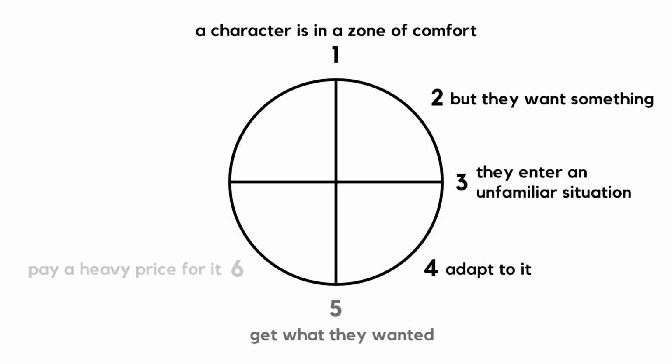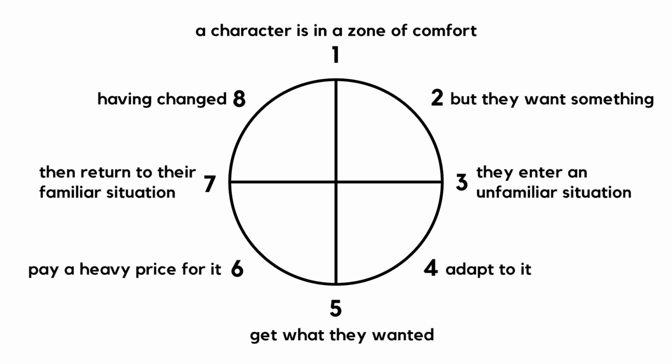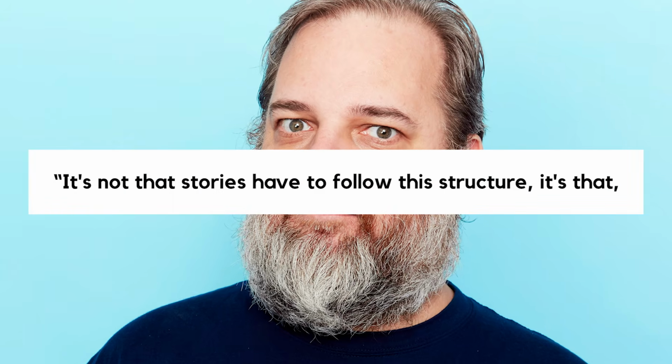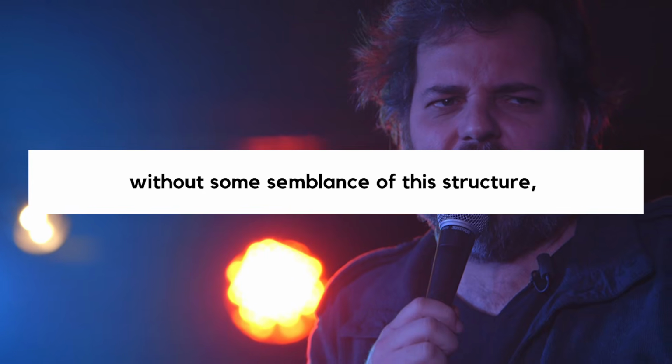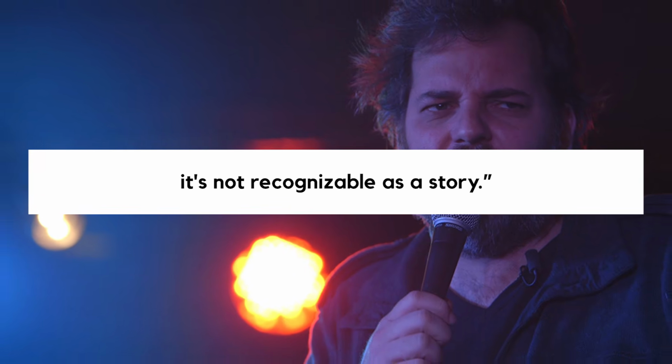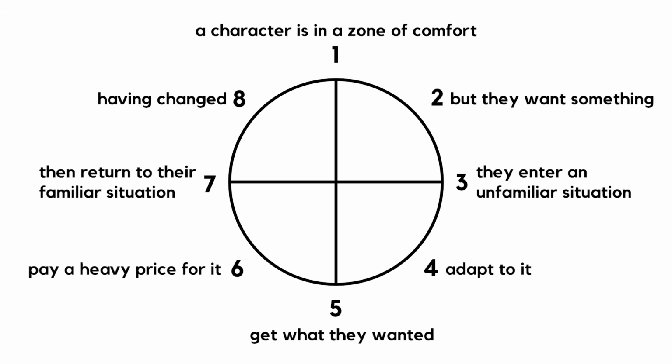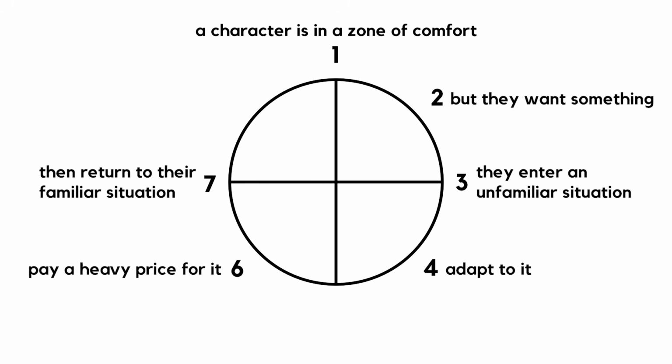So this is the point where some get frustrated at the idea that Harmon is saying that all stories have to follow this structure. And Harmon says that there are exceptions to this understanding. But he holds that this structure is what you should use to draw a story. Harmon writes, "It's not that stories have to follow this structure, it's that, without some semblance of this structure, it's not recognizable as a story. You can have a story where your characters don't change, or don't get what they want, or never return to a familiar situation, but you can only take away so much."